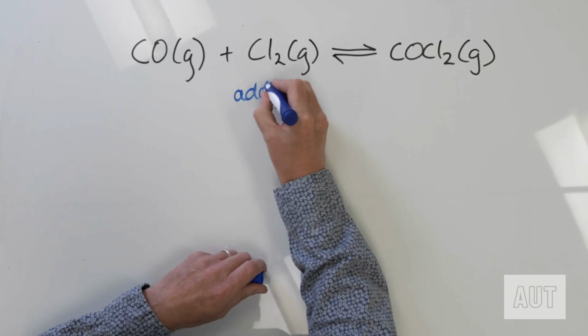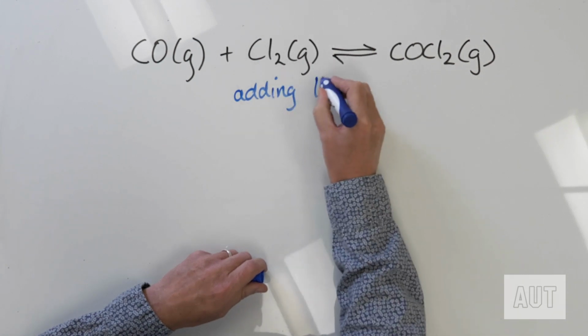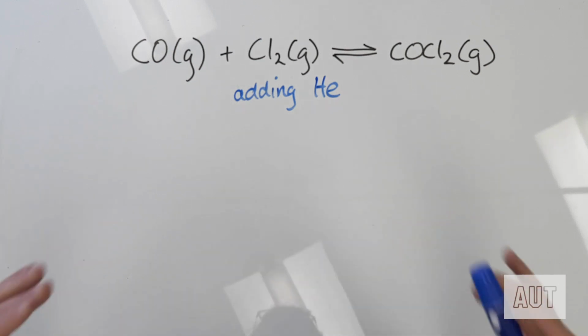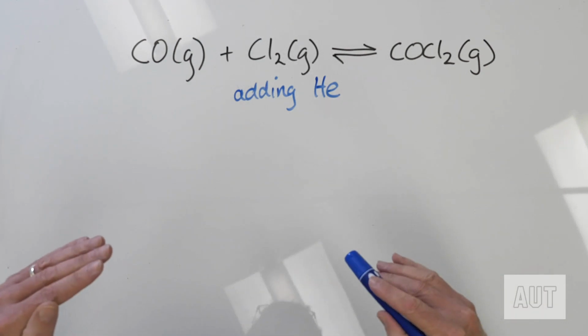Third example, what happens if we now increase the pressure by adding an inert gas, helium? Okay, we found in the previous example that when we increase the pressure by decreasing the volume, then the equilibrium goes towards products. Now, we can increase the pressure by adding an inert gas, helium. So what happens there? If we add an inert gas, nothing happens.